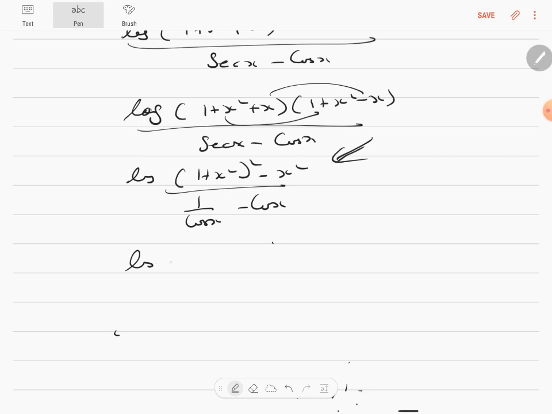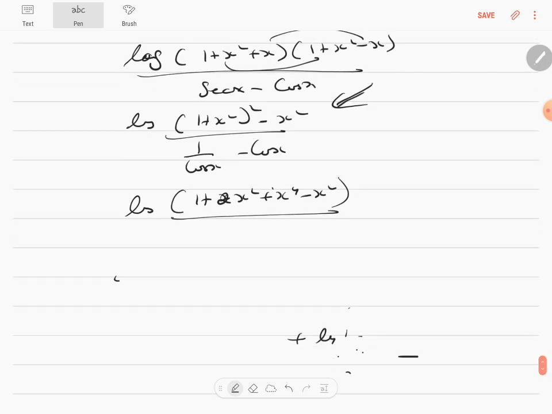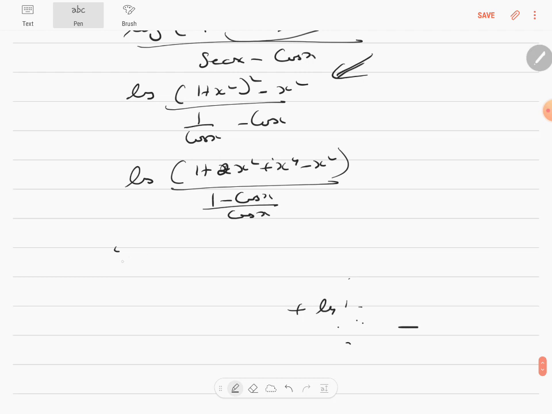So it's log of, when I expand this, it will become 1 plus x, 2x square plus x to the power 4 minus x square, which is solvable, and you have 1 minus cos x by cos x, which is log of this itself is solvable, and so it's 1 plus x square plus x to the power 4 by 1 minus cos x, can we say 2 sin square x by 2 by a cos x, which is remaining.